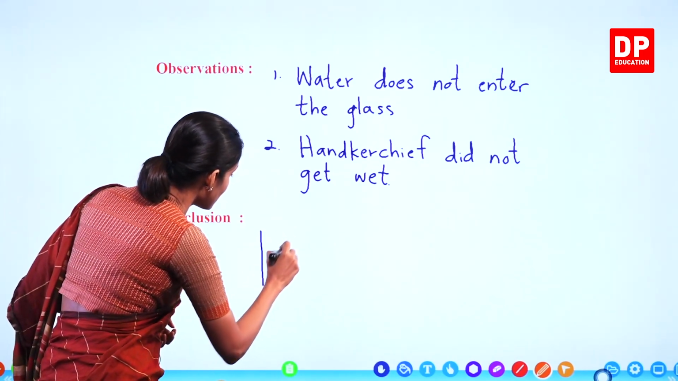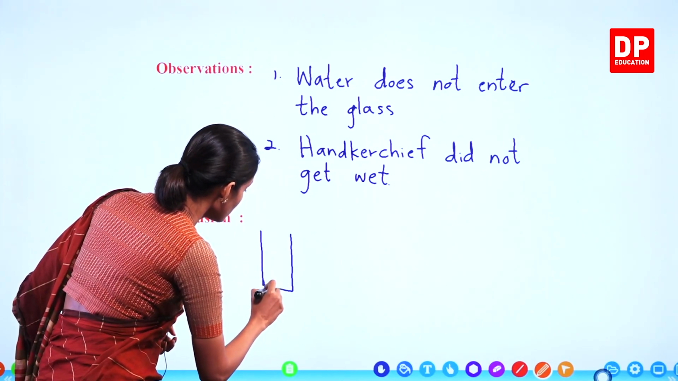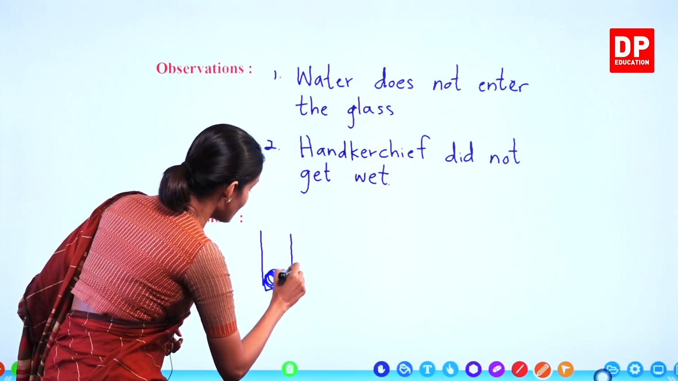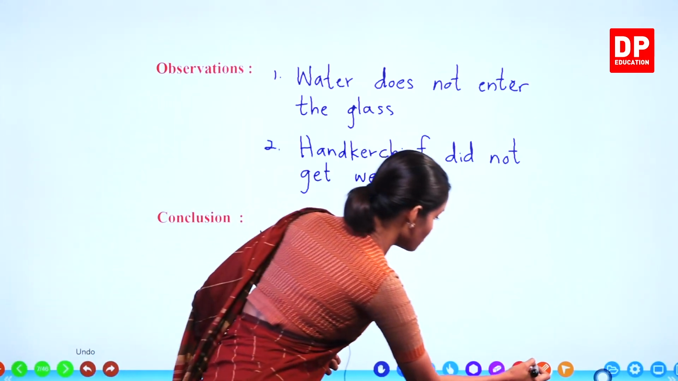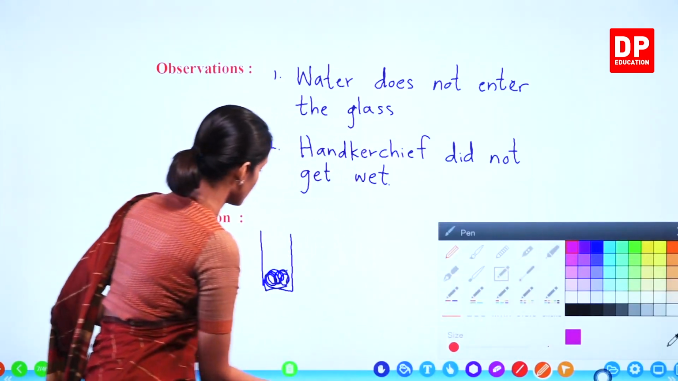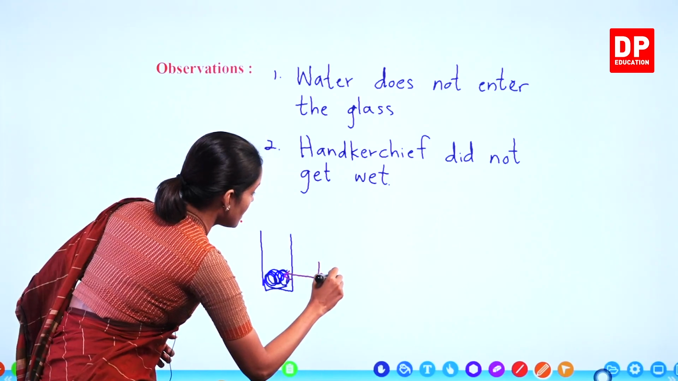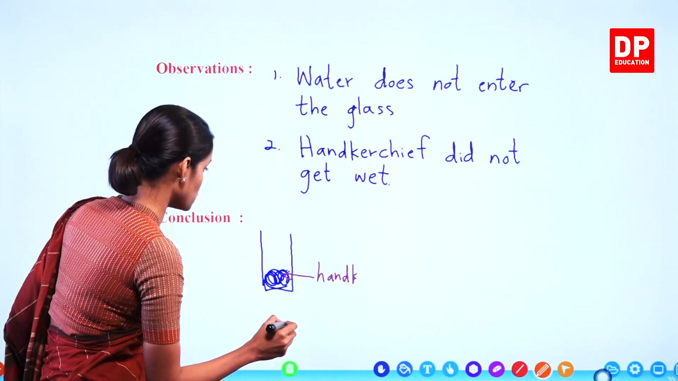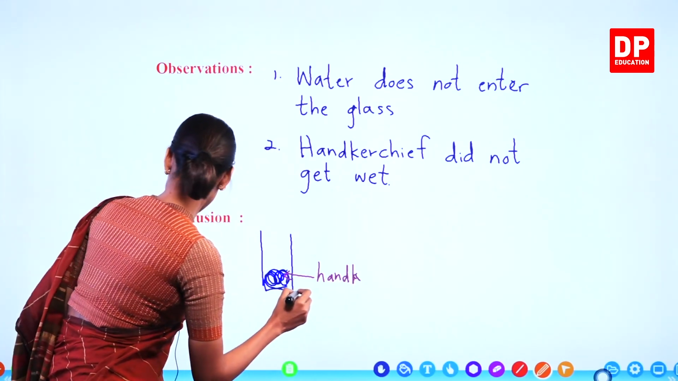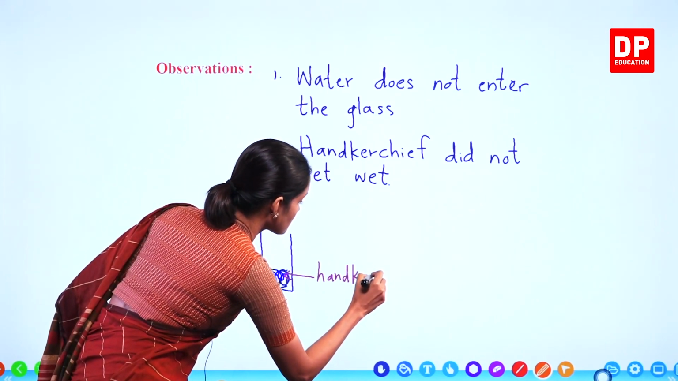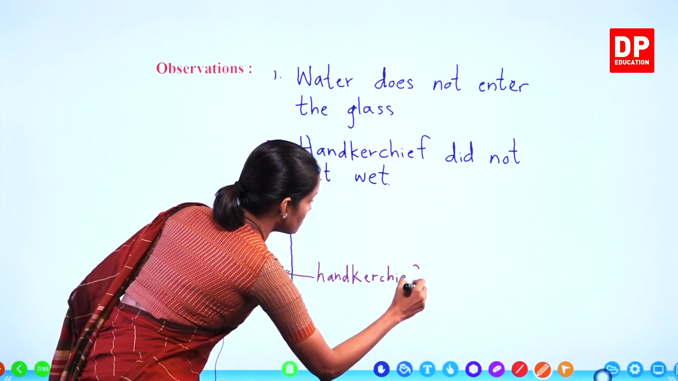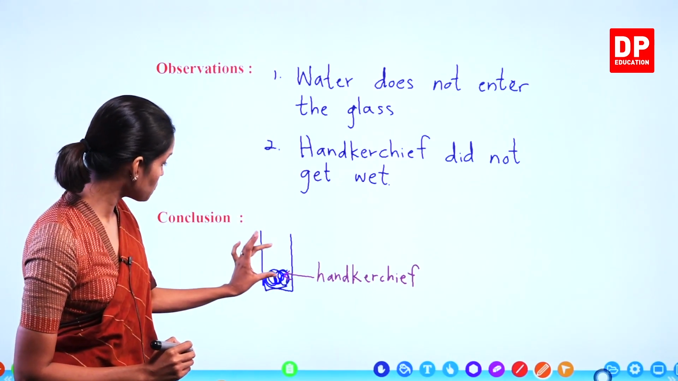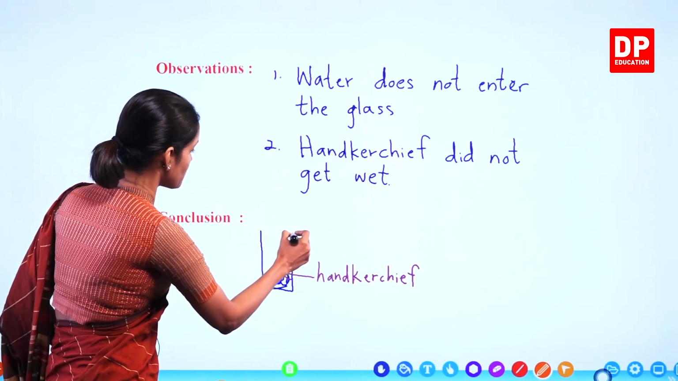So if I draw the glass like this, the bottom of the glass has the handkerchief or the tissue. Now here we have the handkerchief. I will mark it with a different color. Right? Here we have the handkerchief. Here I used a tissue. You can use a handkerchief. Right? Okay. So this part is filled with the handkerchief. Handkerchief occupies this space.